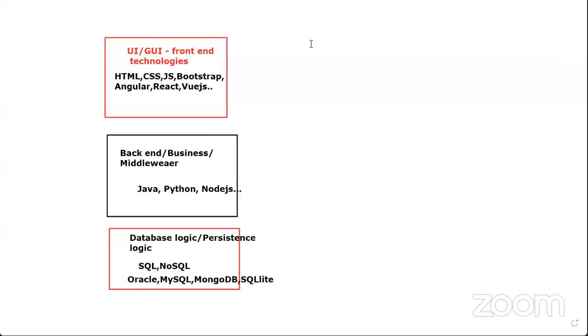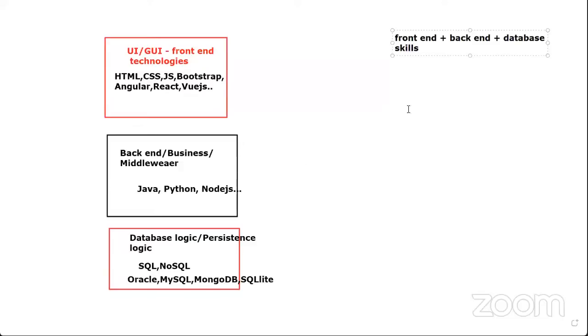Now tell me, what are all the skills you need to become full stack developer? What are all the skills you require? You need front end, correct? You need back end, correct? And you need database skills. I'll add like this. If you know all these 3 skills, then you can become full stack developer. Correct?